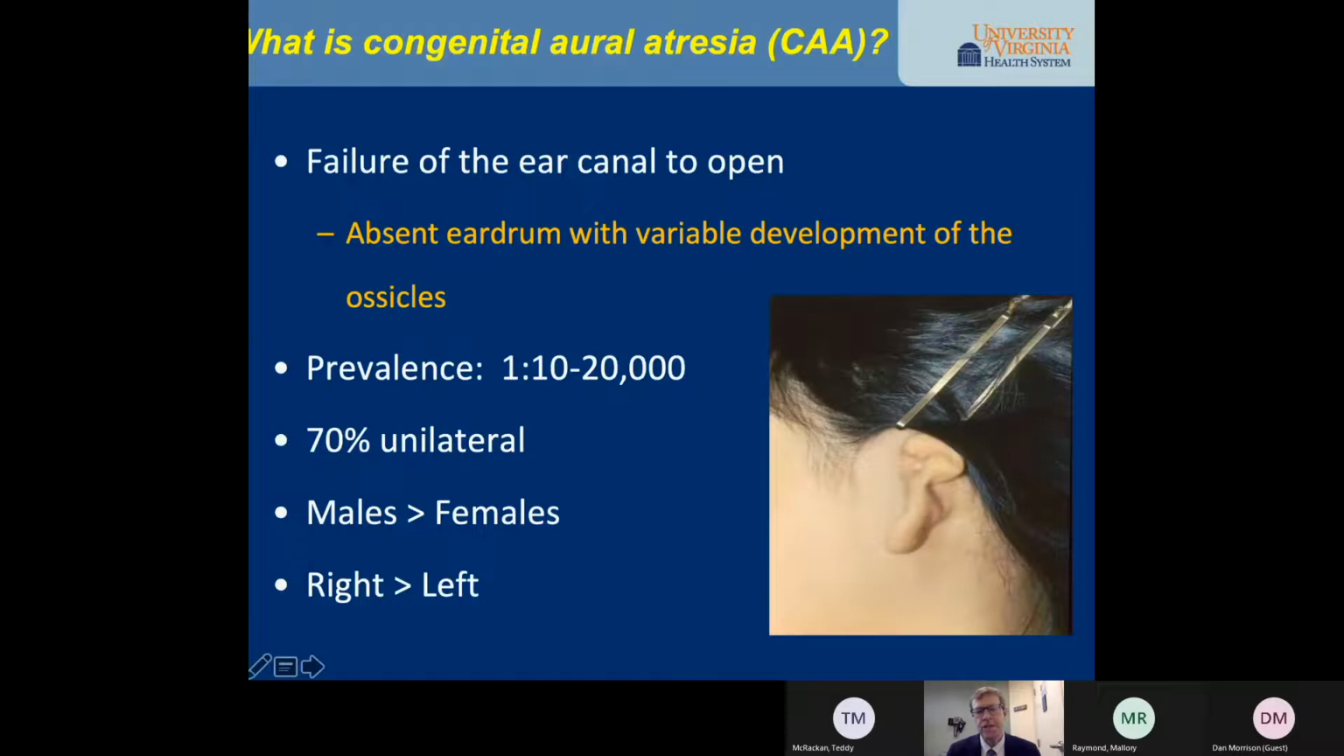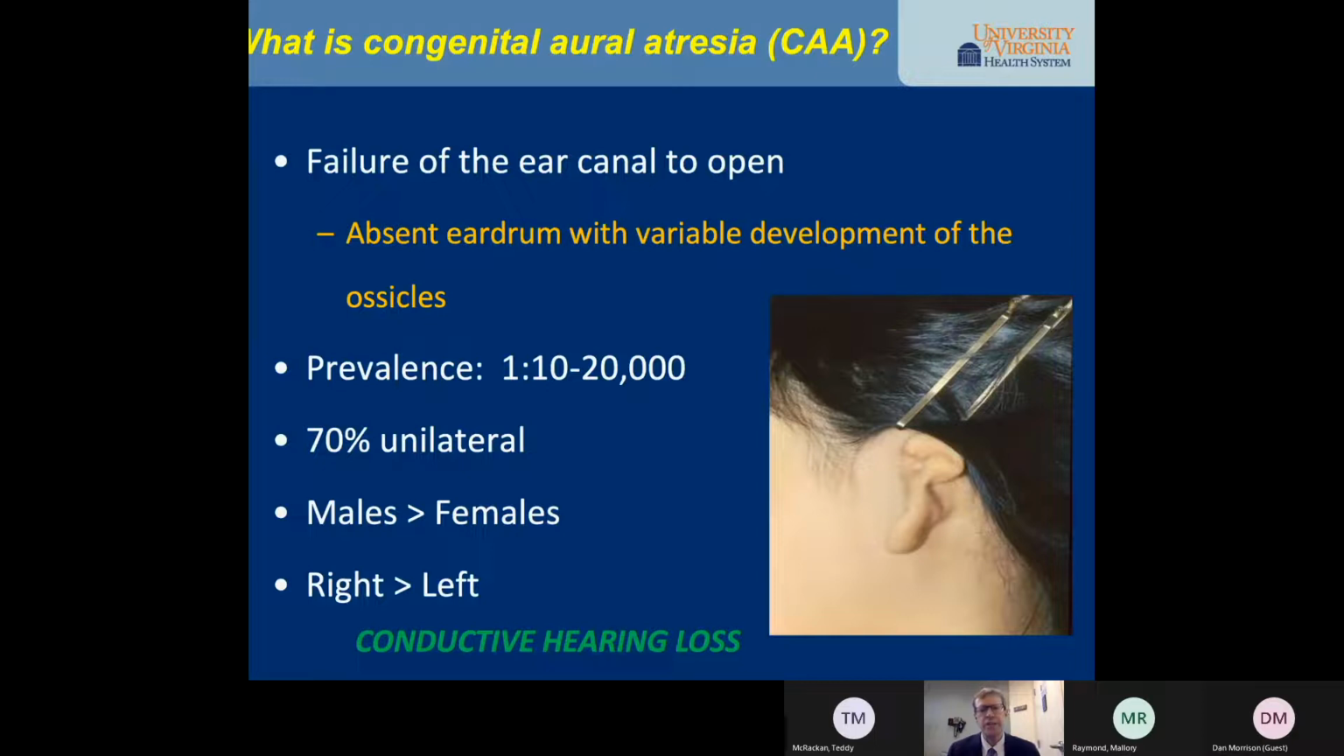Its prevalence is 1 in 10 to 20,000. Most of them are unilateral, most occur in males, and most occur in the right ear, all of which reasons we do not know. And of course, as you know, it results in a conductive hearing loss.